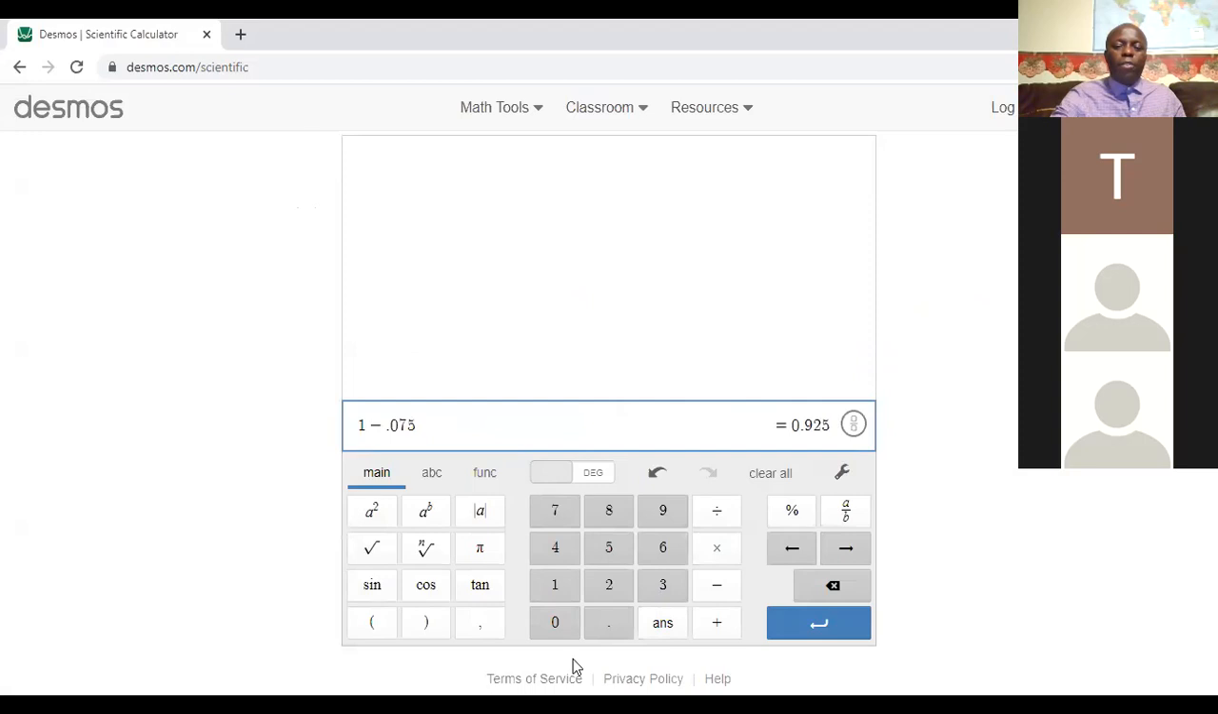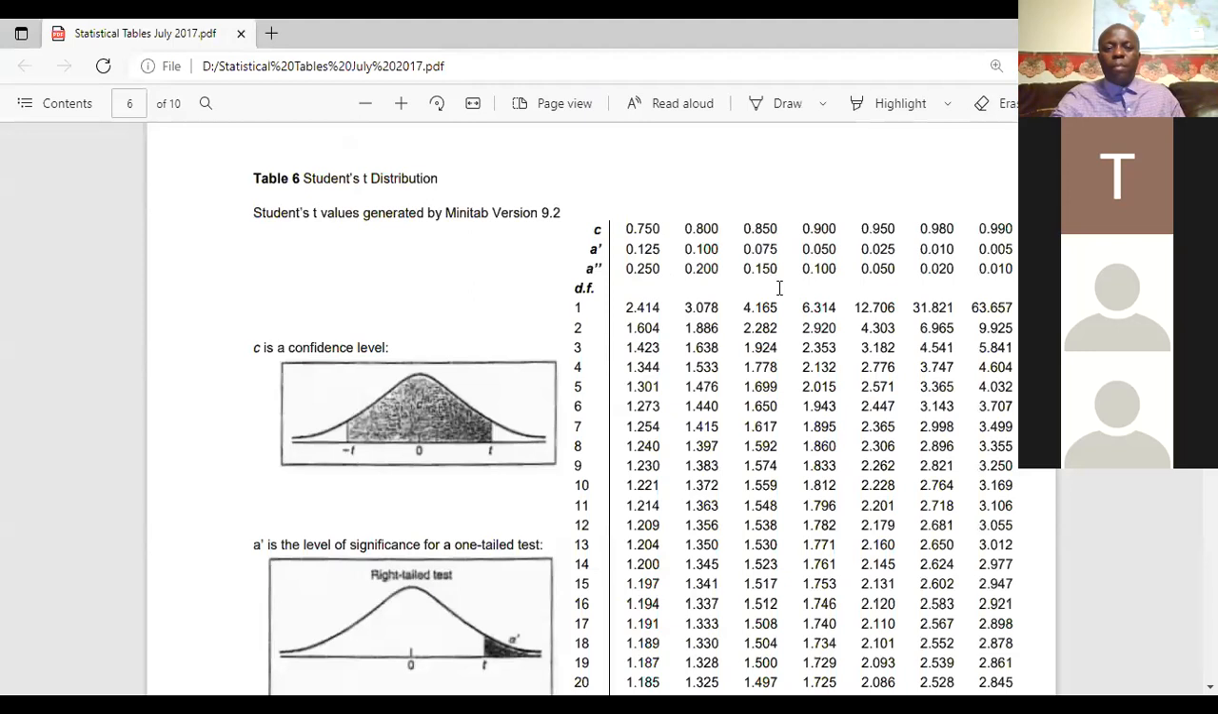Now, the same thing applies for two tails, using all these numbers here. This is for 80%, this is for 90%, 95%, 98%, and so on and so forth. So let's do an example where we don't know the sample size, and we don't know the value of the population standard deviation. We'll try the example for that.